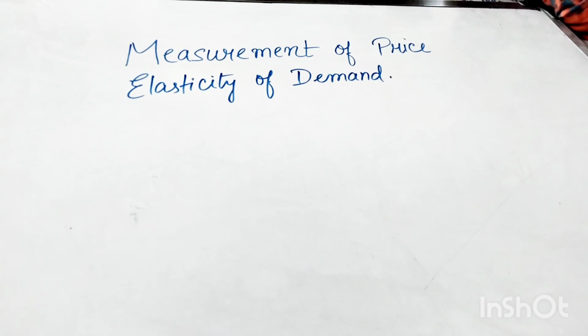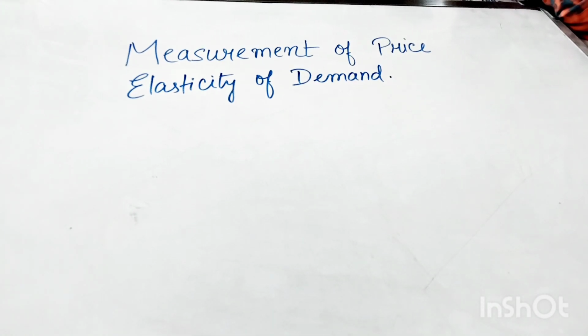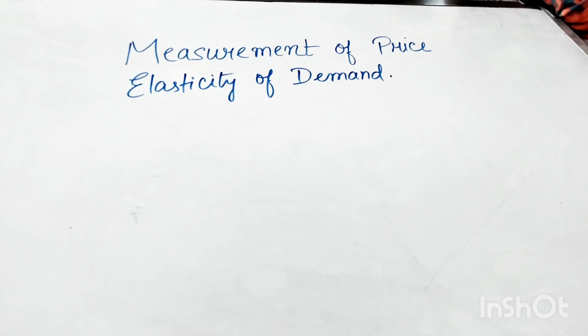Today in this class we are going to discuss the percentage or the proportionate method. This is the last method of measurement of the price elasticity of demand. We are going to discuss what this percentage method is and a few numericals of this percentage method. So those who haven't gone through the previous videos, please go through them so that you can understand this third method.